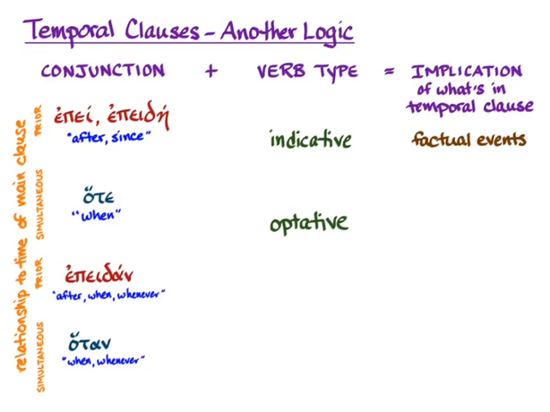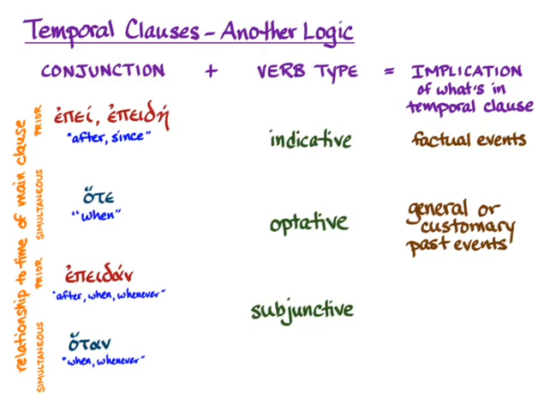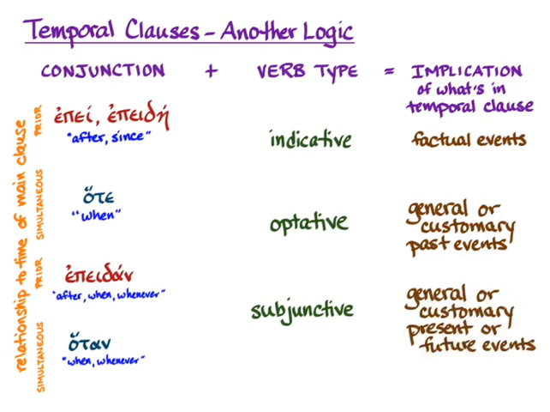You'll also find temporal clauses with the optative, and in those instances, we're looking at general or customary events in the past. And we also get temporal clauses with the subjunctive, where you get general or customary events that are happening in the present or in the future. And these, again, they map onto things that happen with conditional sentences too, but I don't think you need to think about them that way.